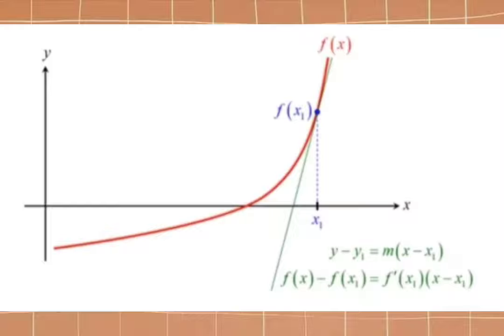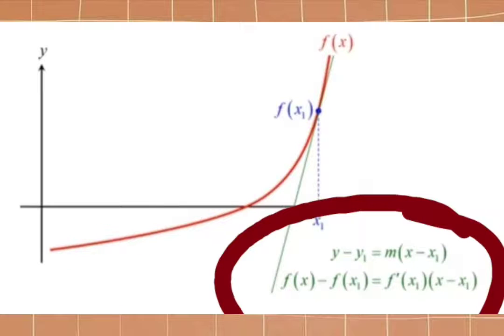So instead of y, we just have our function. So we really have our function, y, which is a function of x, and y sub 1, which is the function of x sub 1. So instead of the slope, we have the derivative of f, which is the slope, so we just have f prime of x sub 1 times x minus x sub 1. So we're using f instead of y.